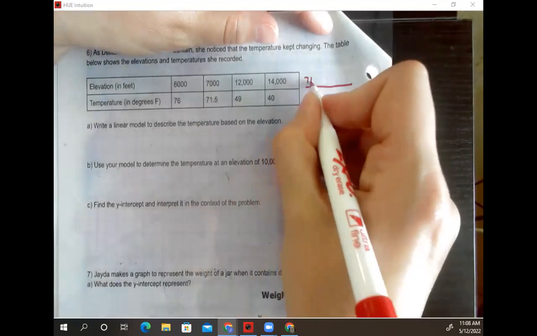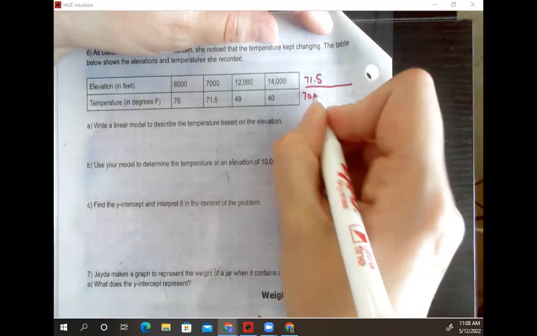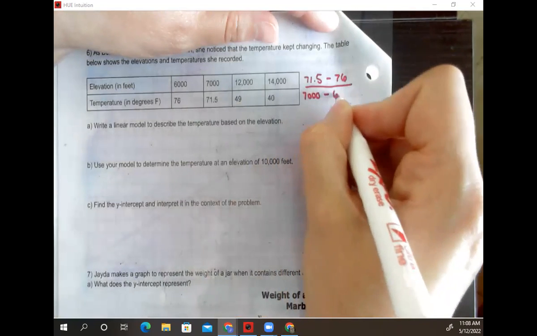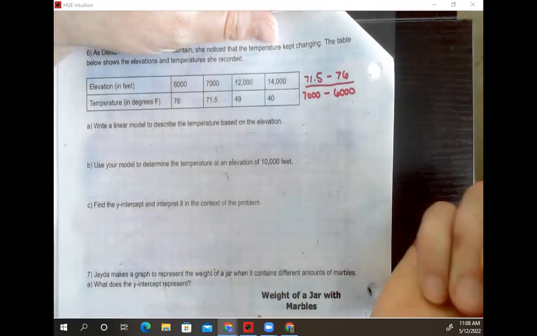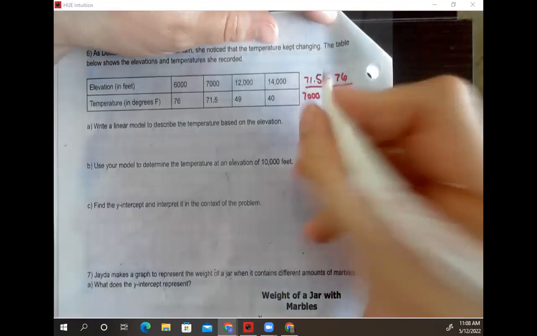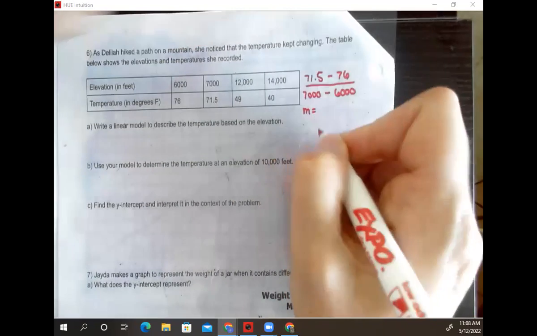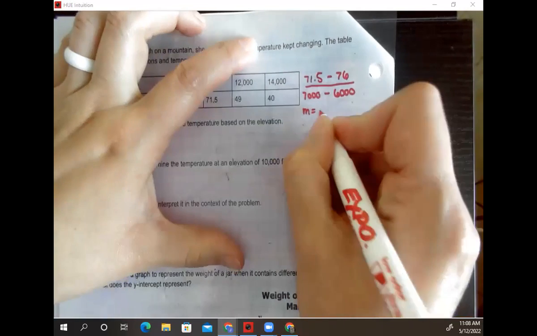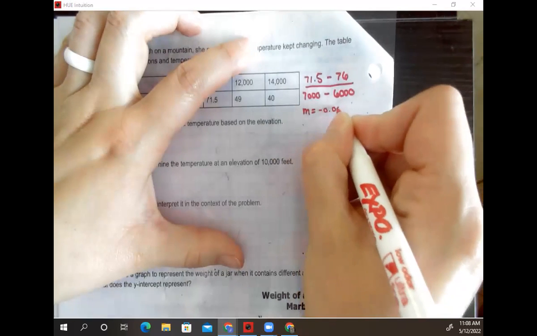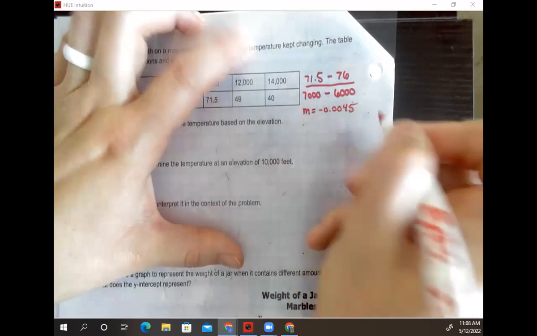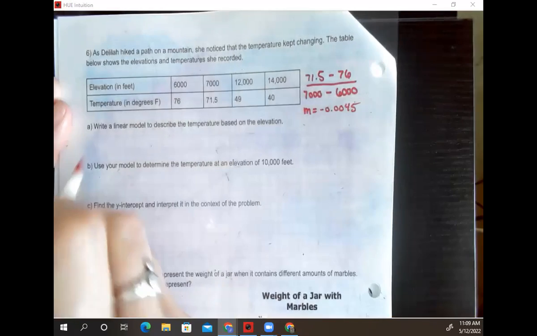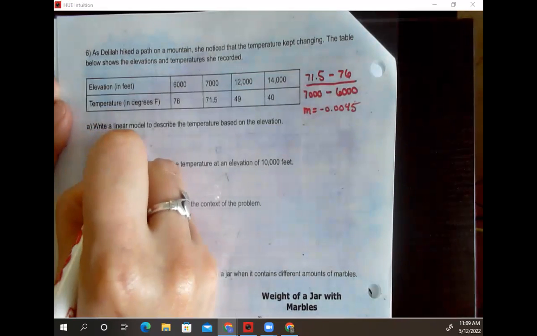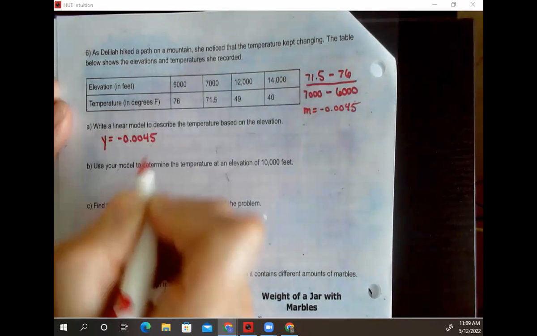So I would have 71.5 over 7,000 minus 76 over 6,000. I would use my calculator to simplify this. You're going to get your slope equal to a very small number on this one. So we would get negative 0.0045. So as I go to write my linear model, I've got negative 0.0045, and I'm going to have to write point slope for this one.